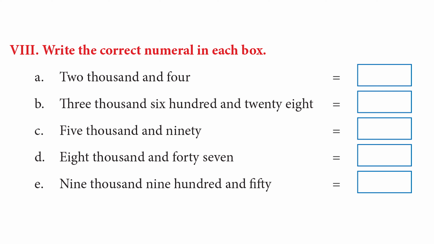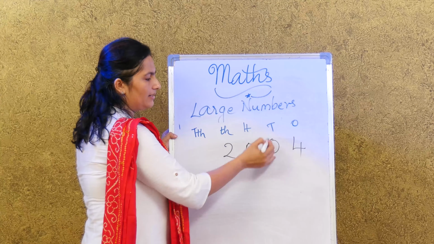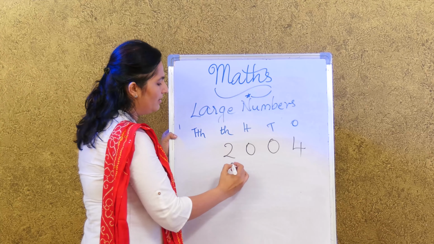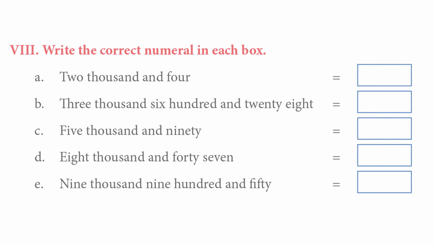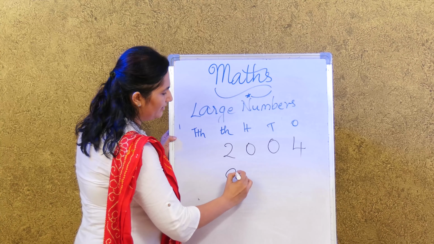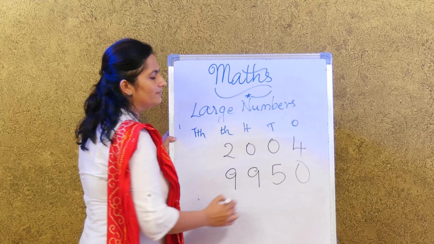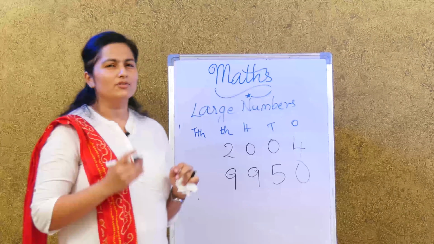Write the correct numeral in each box. So the first one is 2004. So how will you write it? 2004. So the hundreds and tens are zero. So this is how you will write 2004. Let's take a look at 9950. Okay, so it's very easy.